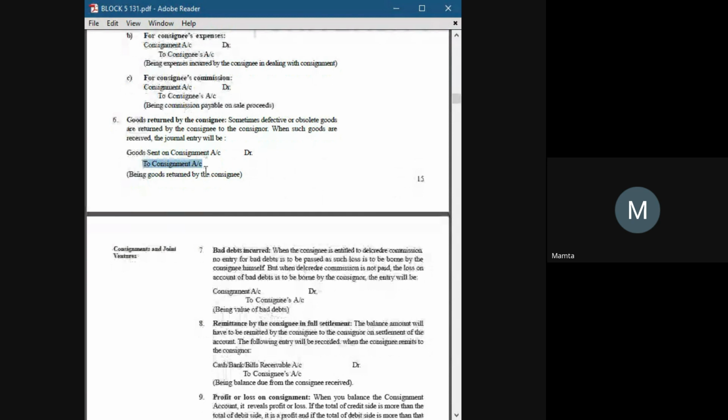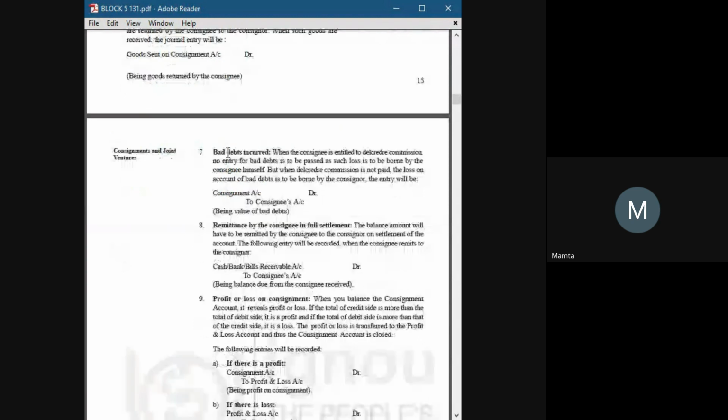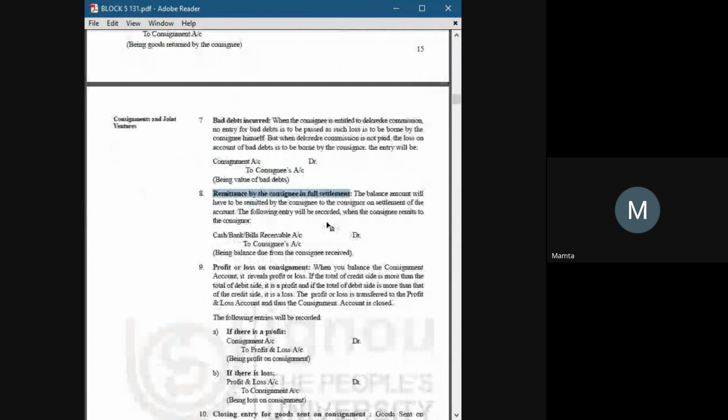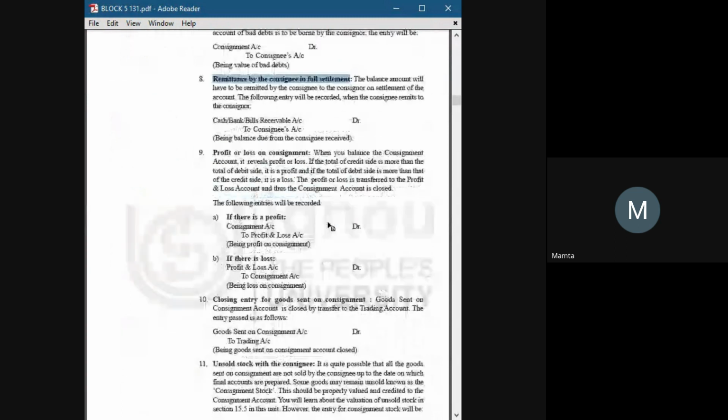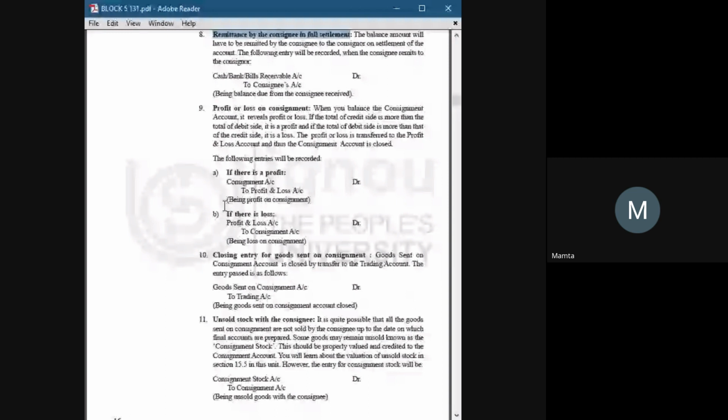Seventh, bad debts incurred. Consignment account debit to consignee's account. Remittance by the consignee in full settlement: cash, bank, bills receivable account debit to consignee account.